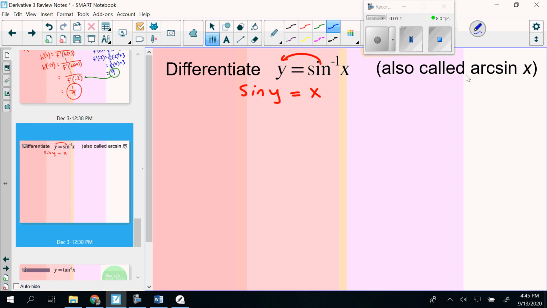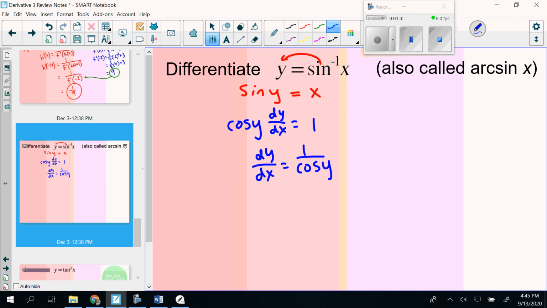The derivative of the left side would be cosine of y, but it's a y, so we've got to include the derivative here, dy/dx. The derivative of the right side is easy, that's just 1. So now let's solve for our derivative. Our derivative here is equal to 1 over cosine y.